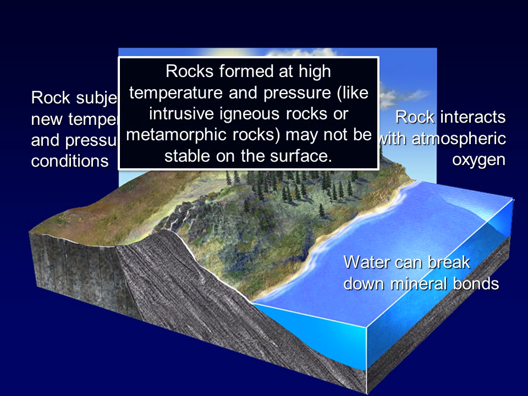Okay, bottom line here, rocks formed at high temperature and pressure may not be stable on the surface, because they interact with oxygen, they interact with water, and they're breaking the minerals down.